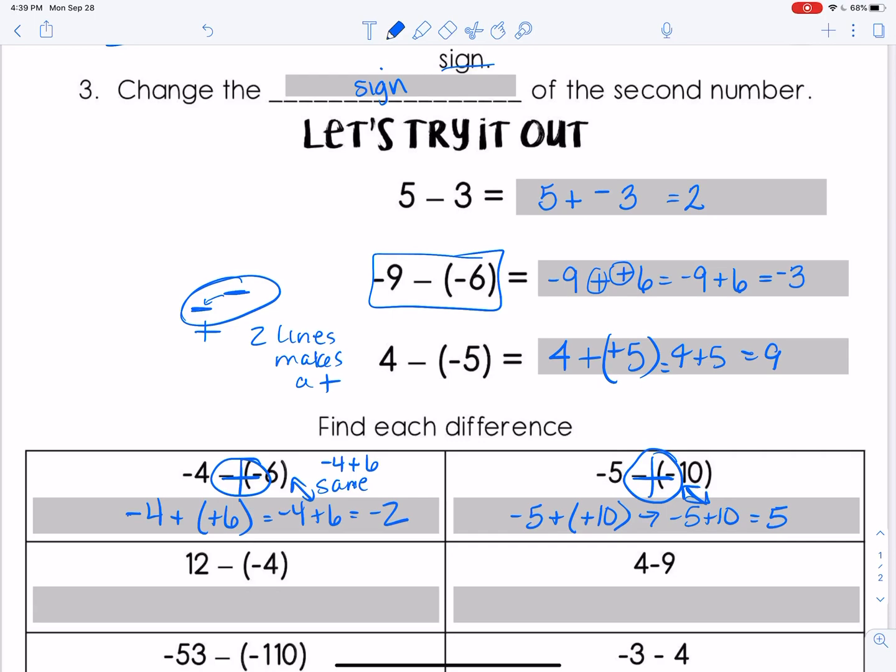We'll do it their way. Negative 12, change. I have to say it out loud because it's difficult for me, but it might be easier for you. Negative 12 plus 4. Well, I could have seen those 2 lines and turned it into a plus. Equals negative 8. So lots of different ways to think about these things. This one will be 4 minus, which turns into a plus, negative 9. So 4 plus negative 9 equals negative 5.